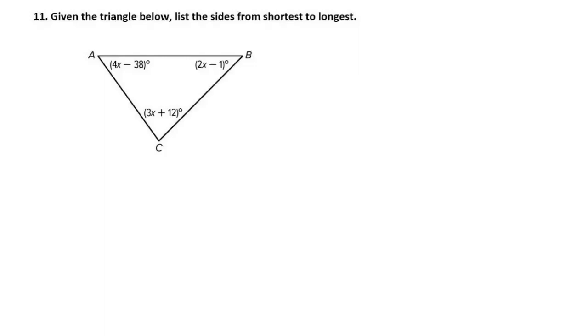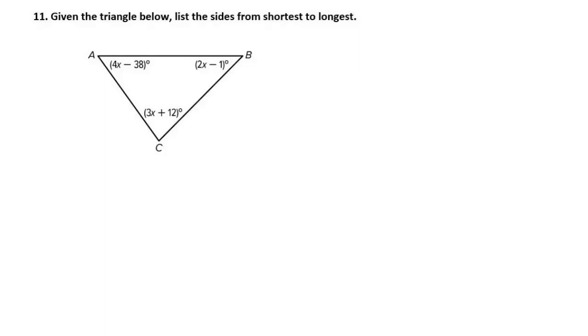Given the triangle below, list the sides from shortest to longest. Well, it wouldn't be so hard if I knew how big those angles were, because I know that the biggest side is across from the largest angle, and the smallest side is across from the smallest angle. So I've got to figure out which angle is the biggest and which is the smallest.